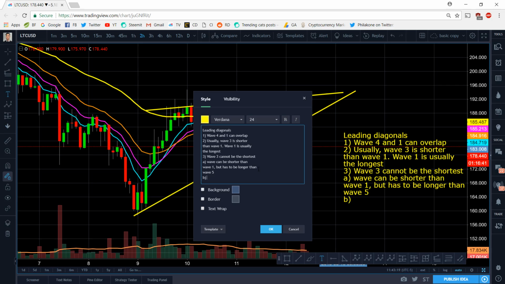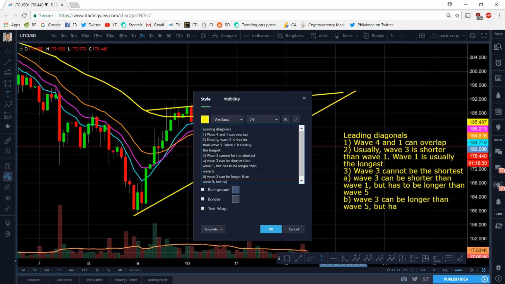Or it can also mean that wave, I meant to write here wave 3, okay? Wave 3 can be longer than wave 5, but has to be, I meant to say it can be shorter than wave 5 here. I think you guys know what I mean, right? I just want to be very clear sometimes. I know that there's a lot of visual learners and you guys might learn things differently than if we were to actually just say it out loud, right?